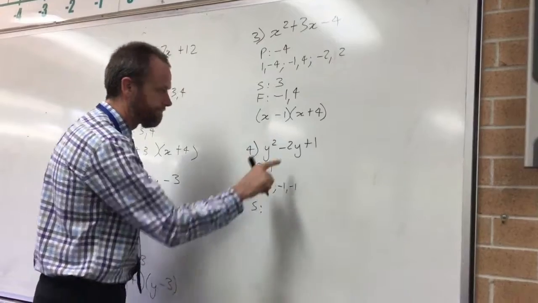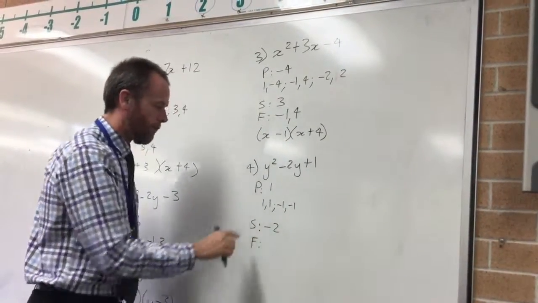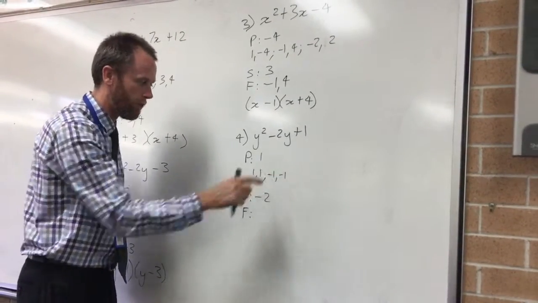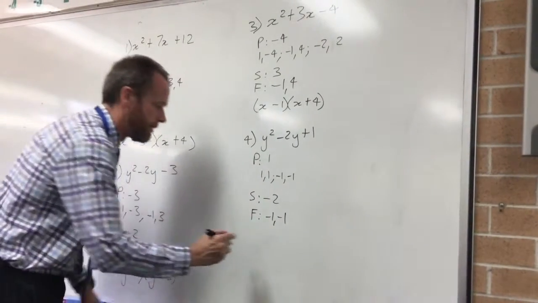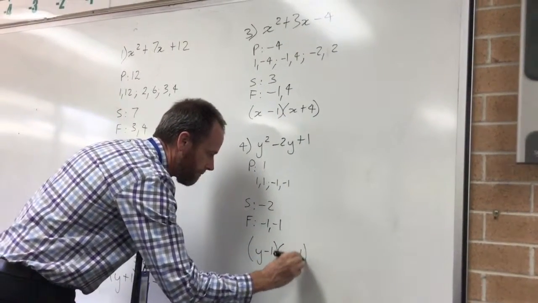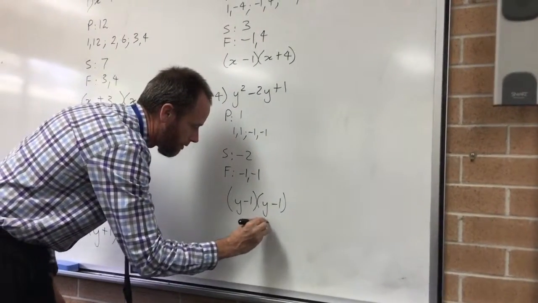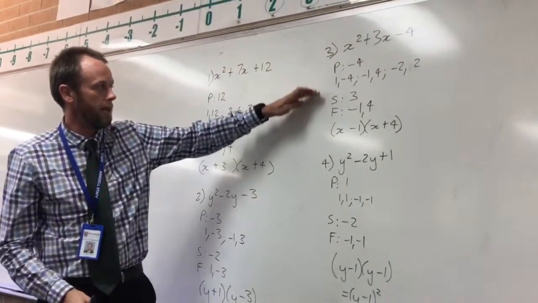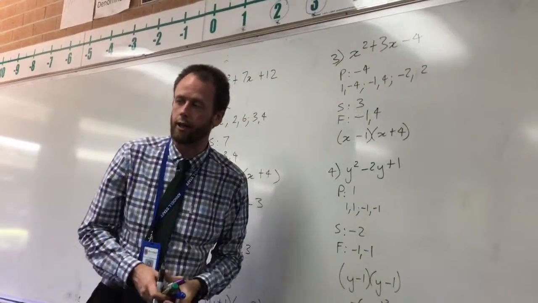I look for my sum, minus 2. So what are my factors? Well, 1 plus 1 equals 2, so it can't be that one. It must be minus 1 and minus 1, which gives me minus 2. I then just write it, y minus 1, y minus 1. Because they're the same, that can be simplified, if you wanted to, to y minus 1 all squared. So that's how we use what's called PSF, product sum factor, to factorise monic quadratic expressions.